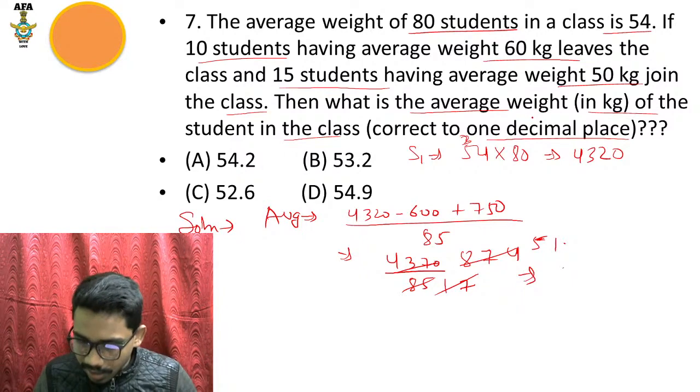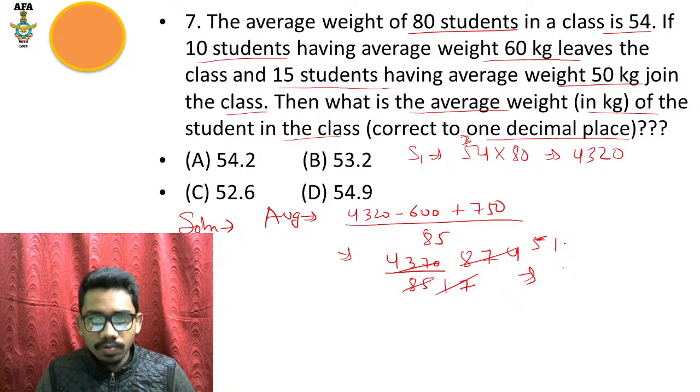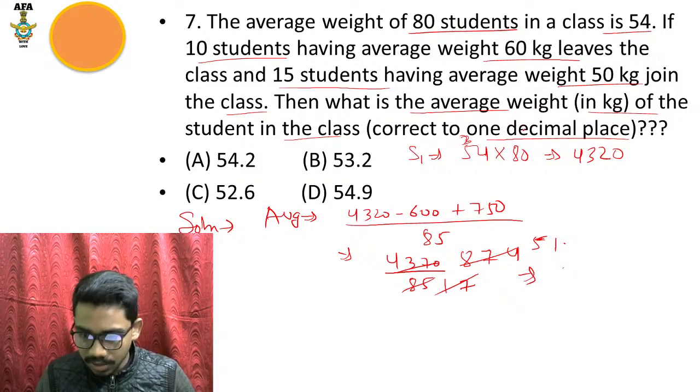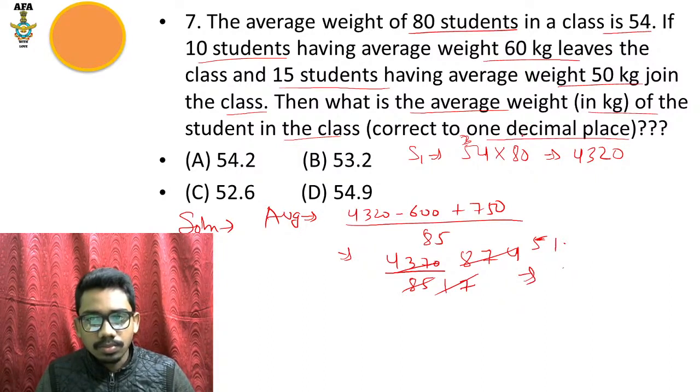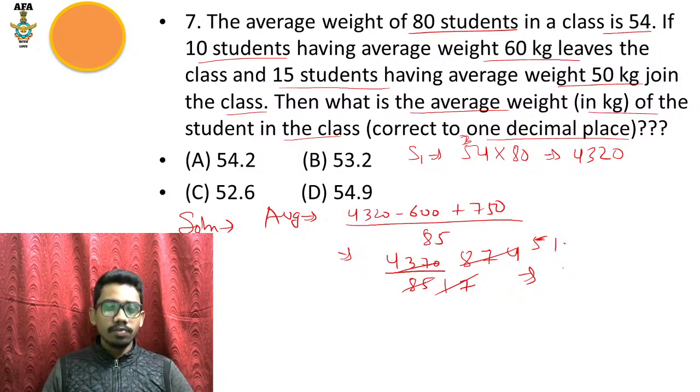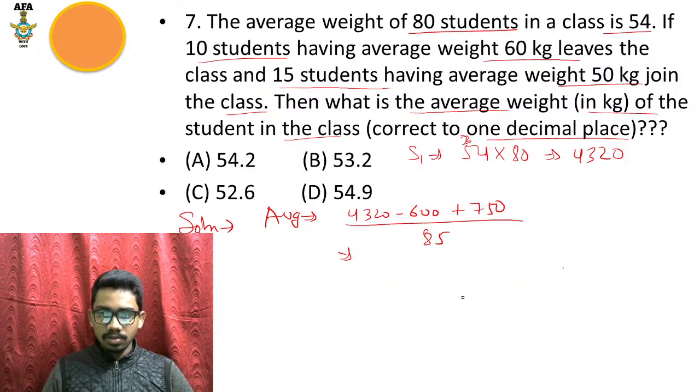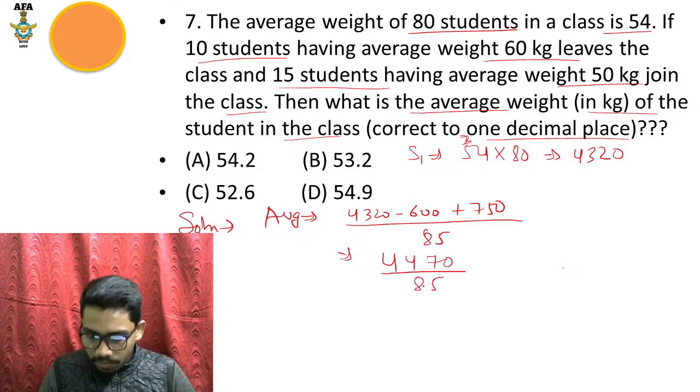Answer options are correct. So this will be 4470. My mistake, this will be 4470. So 4320 minus 600 plus 750. This is 150 plus 150. So this will be 4470 by 85. Now we will divide the value.